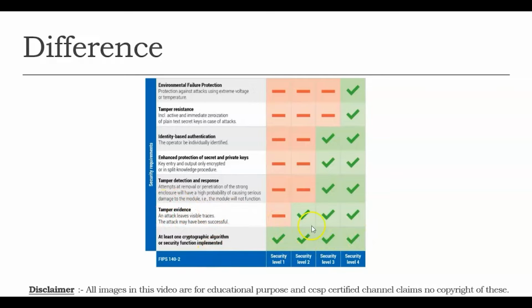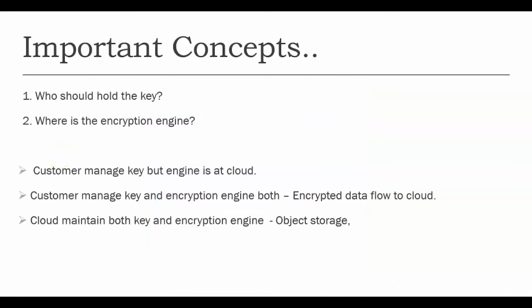Tamper evidence we are collecting from level 2 onward. Tamper detection and response we are doing from level 3 onward. And enhanced security, private key, identity-based authentication, tamper resistance that we have seen. The tamper resistance will come on level 4 only. So this is the FIPS, and sometimes they ask one or two questions, or some option in the questions comes from the FIPS directly.